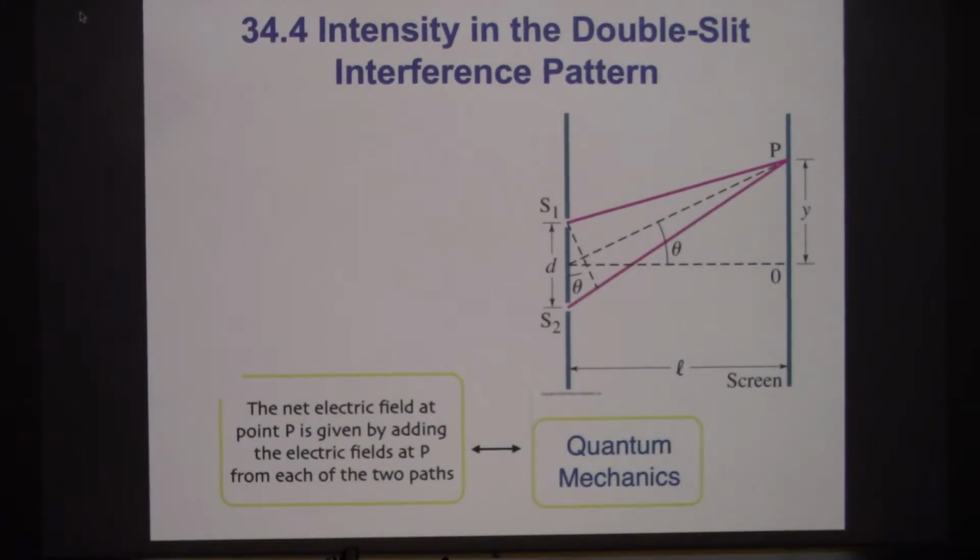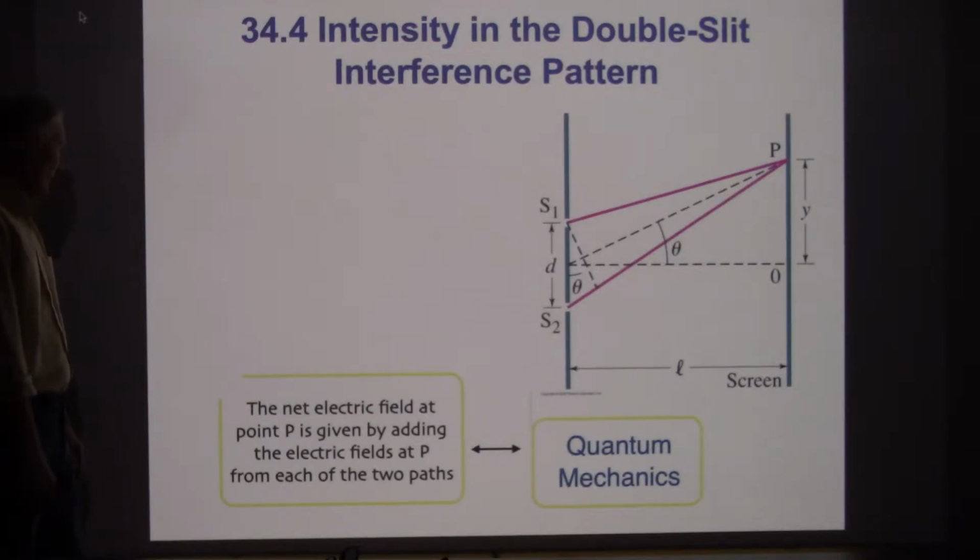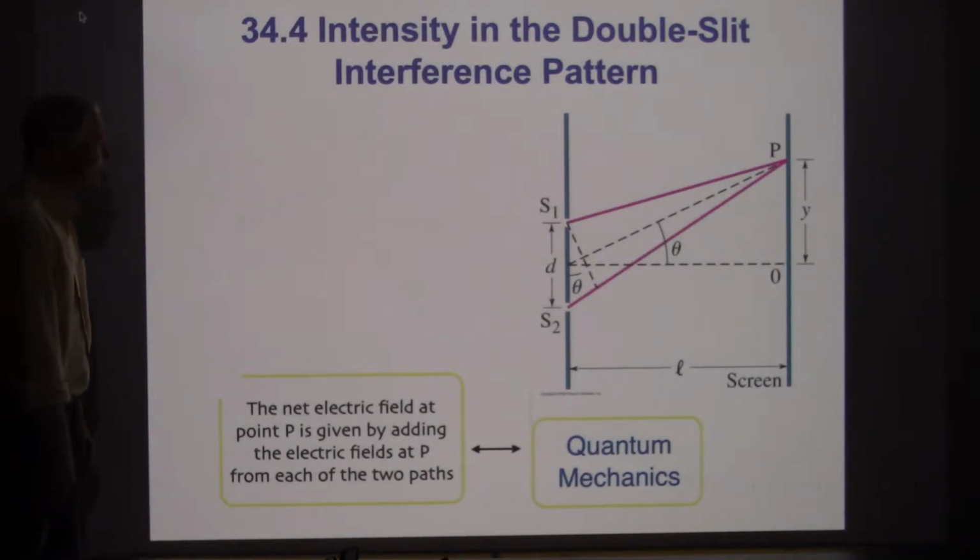All right, back from break. I did do a quick fix on this. And so what that said was the net electric field at point P is given by adding the electric fields at P from each of the two paths. That's interference, that's quantum mechanics.